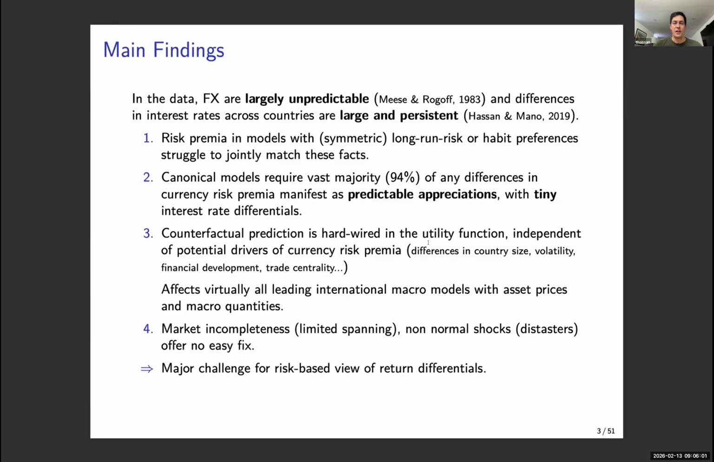This counterfactual prediction is hardwired into the utility function. So it's really independent of what you model about the structure of the economy, whether you have a model of intermediary frictions or what kind of populations you put into your model. It comes straight from the utility function. And as a result, it affects virtually all leading international macro models that have asset prices and macro quantities, including the ones that we really like and that we think are at the cutting edge. I just want to stress that market incompleteness and non-normal shocks are no easy fix for this problem.